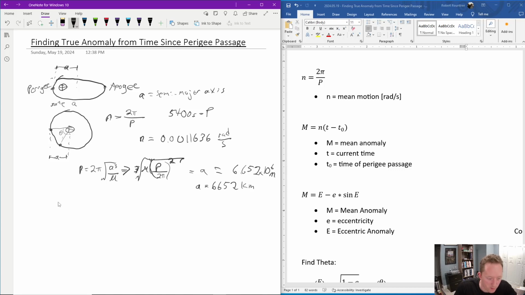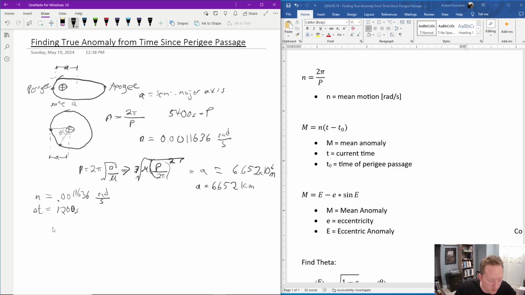So we have a mean motion of 0.0011636 radians per second, and then we have a delta t, let's say it's been 20 minutes since we passed our perigee. So that's 1200 seconds since we passed perigee.